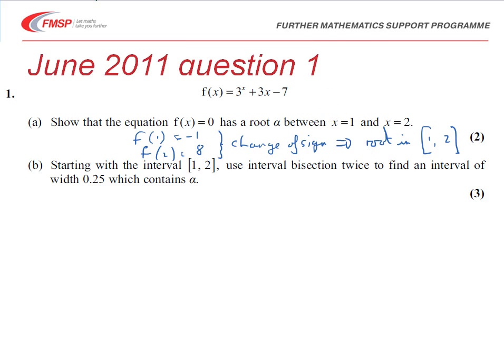The marking for that is M1 for calculating f of 1 and f of 2, and A1 for getting both of these comments in here, the change of sign and then implying that the root is in the interval.